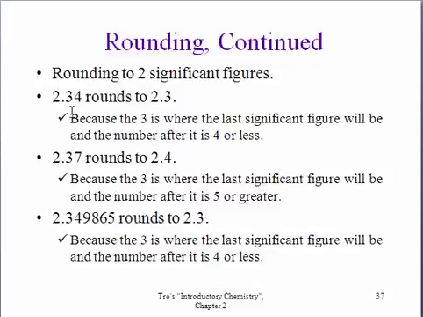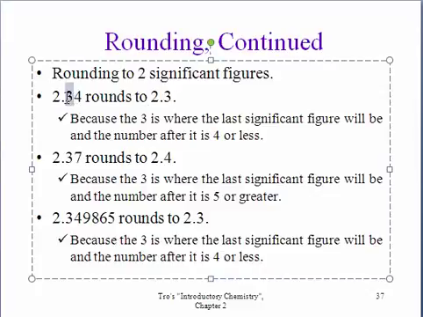So let's look at this. Let's round to 2 sig figs. 2.34 would round to 2.3. Here's our last allowable digit, less than 5. This goes to 2.3. If we look at this to 2 sig figs, there's our last allowable digit. That's greater than 5. 7 is greater than 5. So this rounds to 2.4.